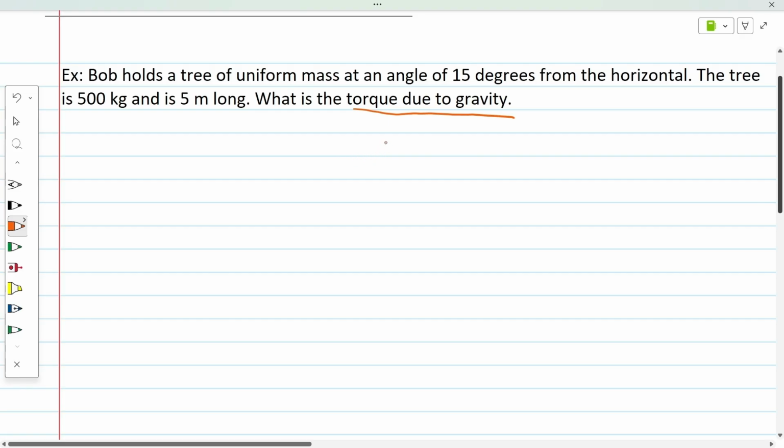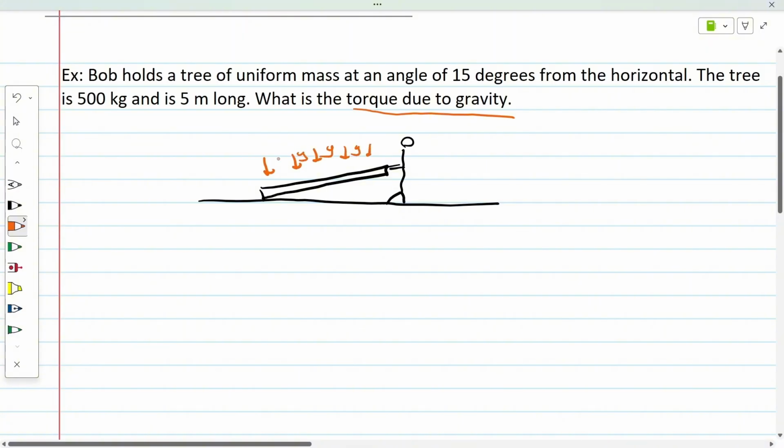Okay, so let's first draw a little picture. Let's say we have Bob right here, holding a tree. We'll say this is the ground, and he's holding this tree like this. We don't care about any other forces here, but we know that gravity is applied at every single point on this tree. But it would be very difficult to find the force at every single point and give a bunch of R's. So what we end up doing is finding the center of mass. That's pretty much what we do with masses.